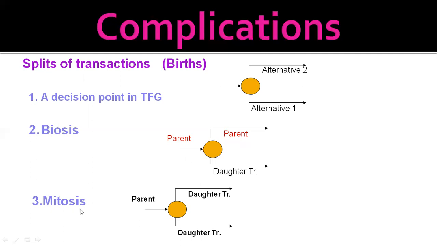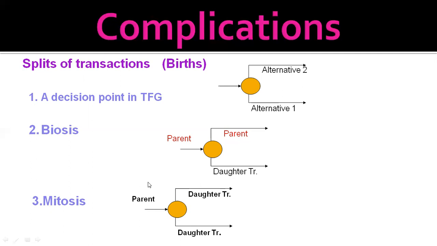Whereas coming to mitosis, here the parent transaction is destroyed. So here you are getting the parent out, but here no. Here the two new transactions are created. So it is giving 2 births, and it is destroyed.